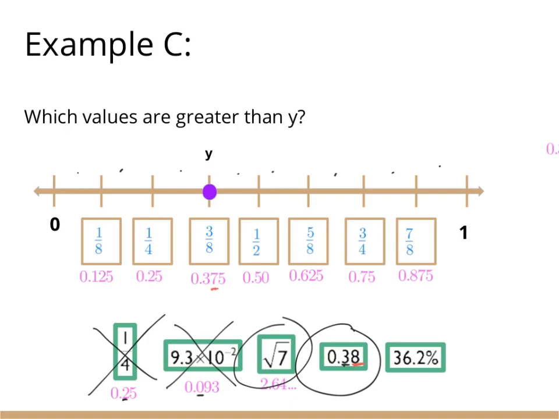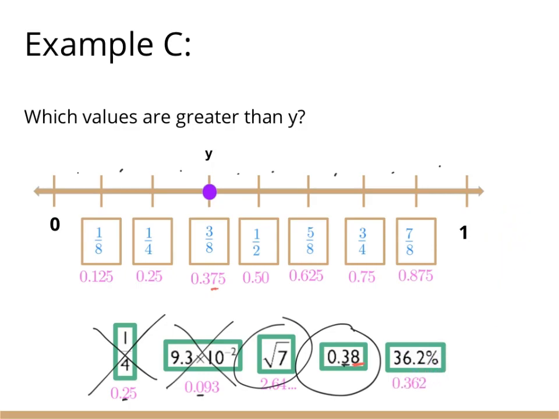The last thing I have is a percent, so I'm going to have to move my percent to a decimal, and if I remember how to do that correctly, I can either divide by 100, or I can move my decimal 2 places to the left as my shortcut. When I go ahead and do that, I end up with 0.362.